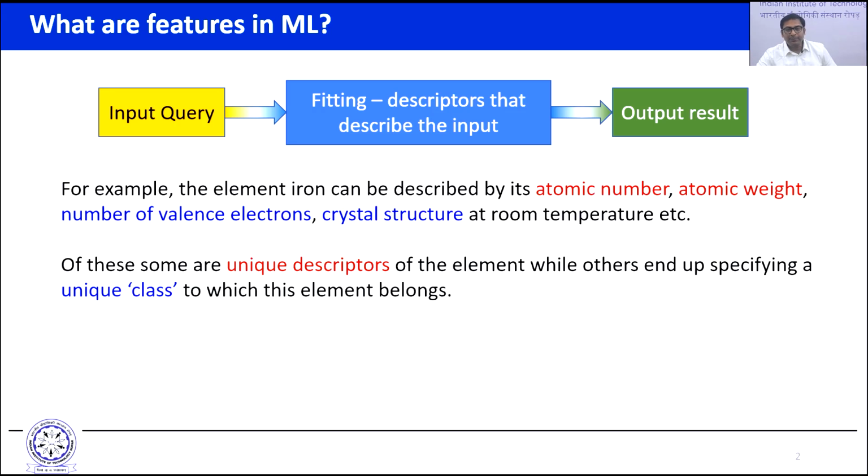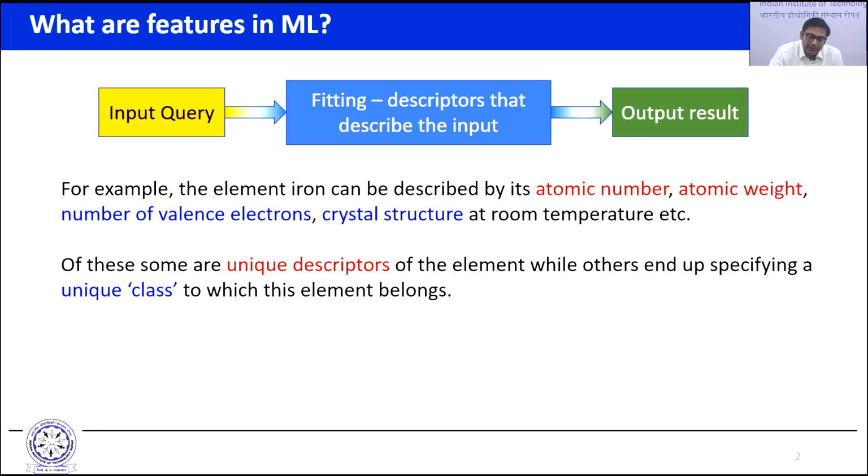So for example, let us say your problem has the element iron in it and you want to describe iron. There are lots of ways in which one can describe iron. You can use the atomic number, the atomic weight, the number of valence electrons, the crystal structure of iron. Let's say we are just talking at room temperature and normal pressure, so we know what crystal structure it is, right?